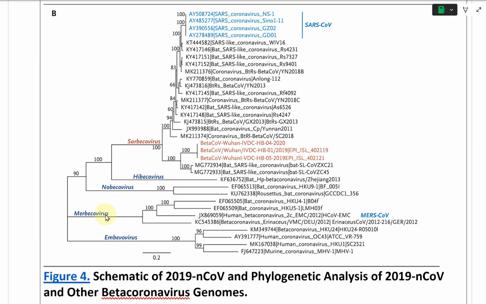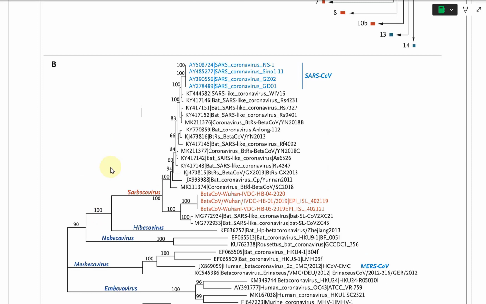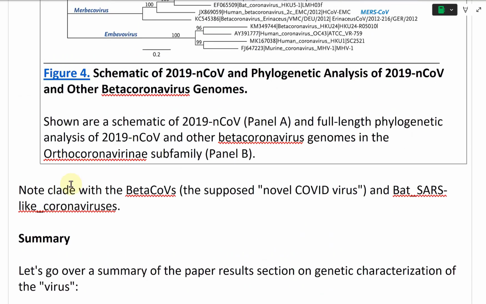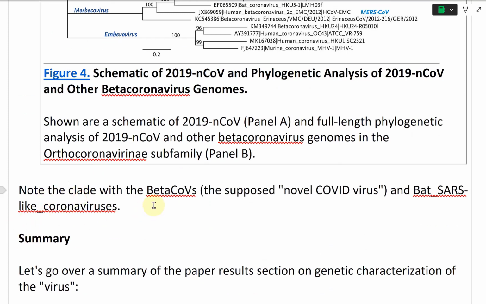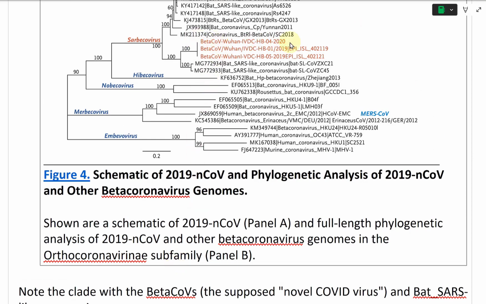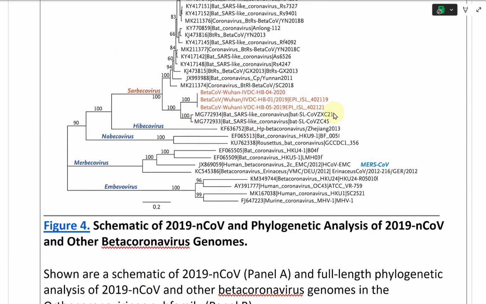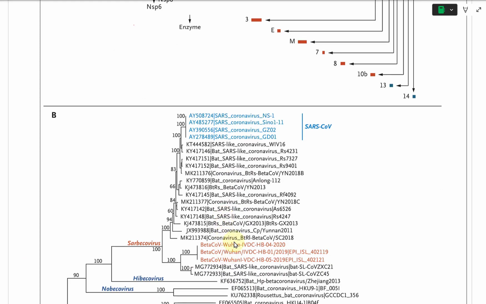So you have a whole bunch of these other subtypes. So you have the sarbecovirus, and that's the beta one. The new SARS one goes inside there. There's the bat SARS-like, and there's a coronavirus one in there. So interesting. Note the clade with the beta COVs. Is this one right here? The supposed novel COVID virus, and you also have underlined bat SARS-like coronaviruses over here. So yes, it's similar to these bat-like coronaviruses.